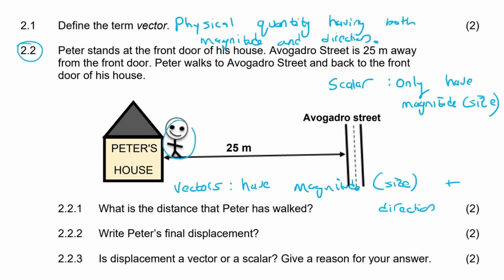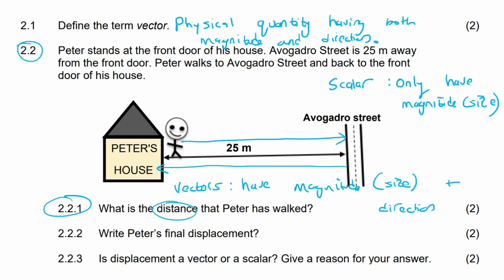This question says, Peter stands at the front door of his house. Okay, pretty creepy drawing over there, I won't lie. Going to be traumatized. Peter stands at the front door of his house. Avogadro Street is 25 meters away. Okay, we can see that over there. Peter walks to Avogadro Street, like a little creeper, and then randomly walks back to his house. What a weirdo. Okay, now it says, what is the distance?